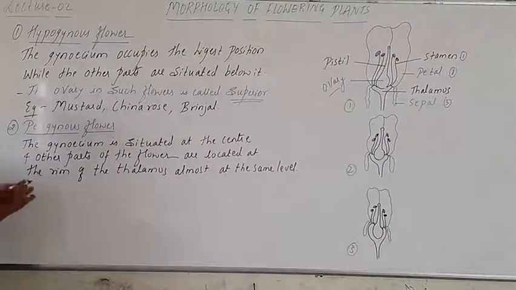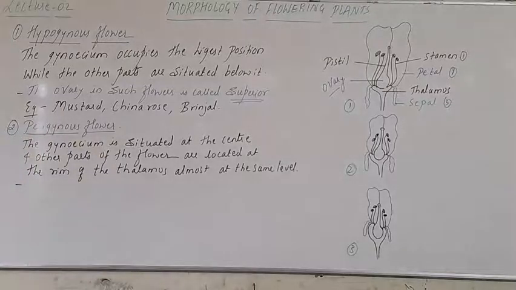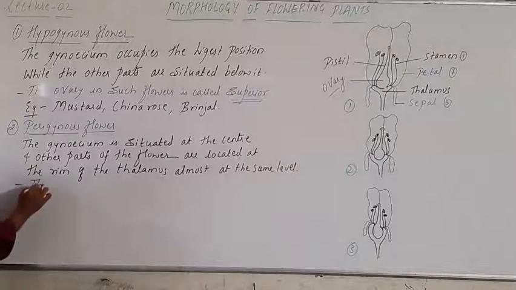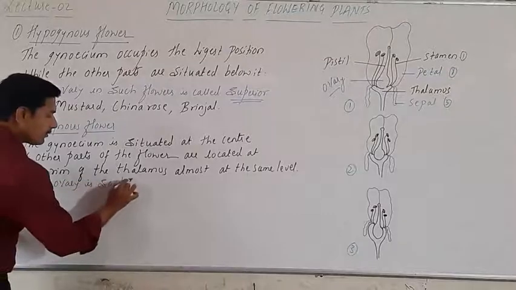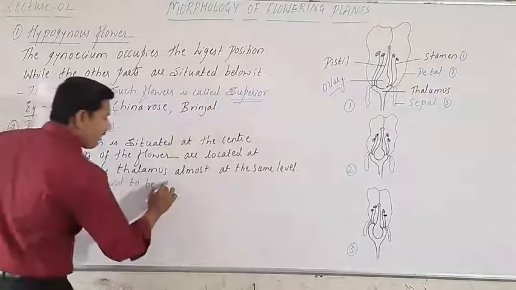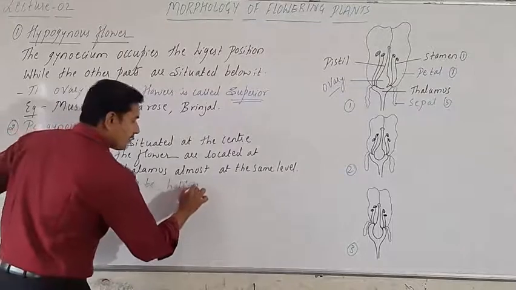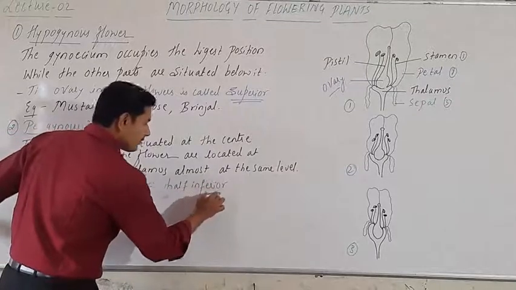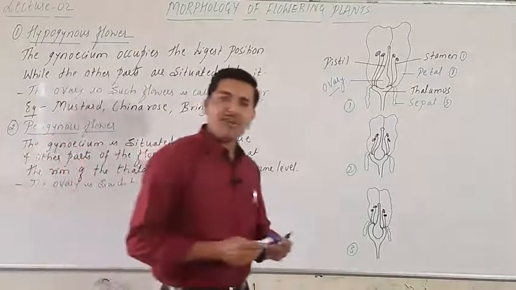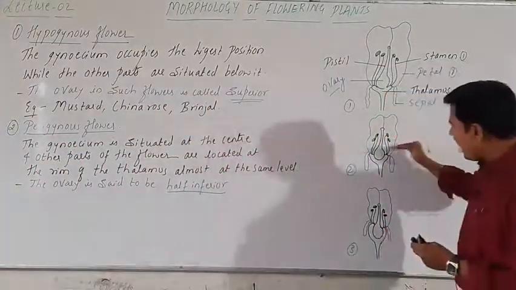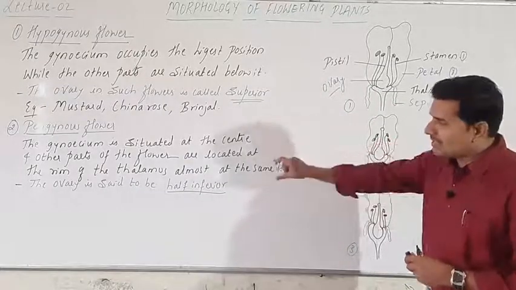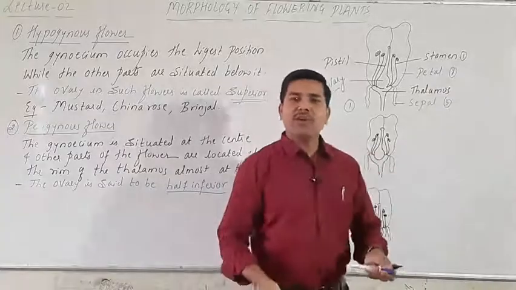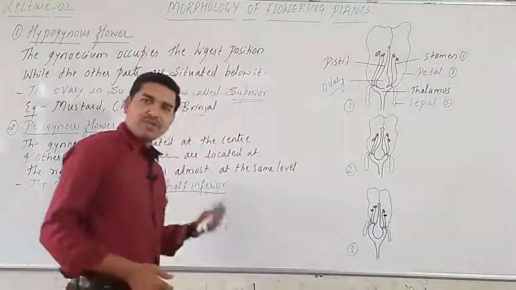Then next statement, as we have stated here, we come across the same statement. The ovary is said to be half inferior. Okay, we call this half inferior. It can also be called half superior, but this is the term which is used in the NCERT. So we are following our NCERT. Okay. So understood regarding the definition.